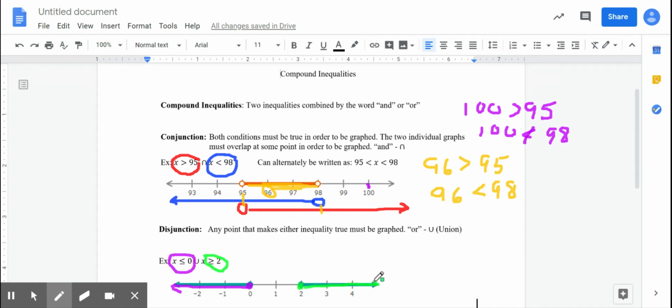Okay, so in compound inequalities, we're always going to have at least two inequalities. They're going to be separated by one of two words. It could either be an and statement or an or statement. An and statement must meet both conditions. It must overlap somewhere. An or statement does not overlap. It usually will look something like this, where it's a disjunction. It's not connected. It's disjointed. So you'll have part of the graph going one direction, part of the graph going in the other direction.